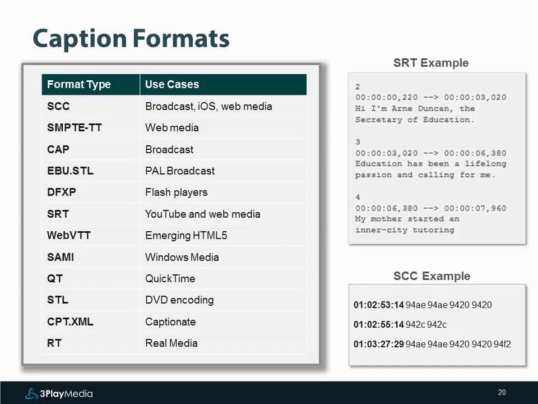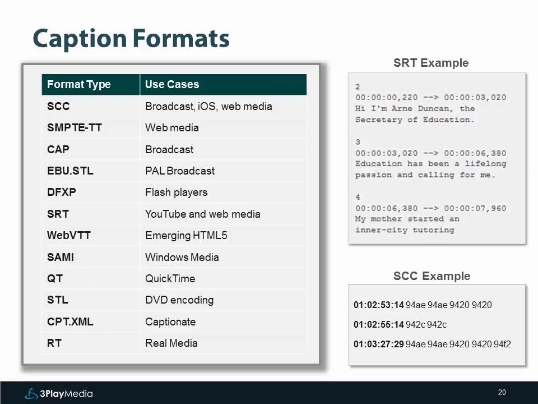So there are all kinds of different caption formats, and they really depend on the video player or platform that you're using. What you're seeing here in this slide in the top right corner is an example of an SRT caption format. This is a very common caption format for online video. For example, this is what you'd use if you want to add captions to YouTube. And what you're seeing there are actually three caption frames.